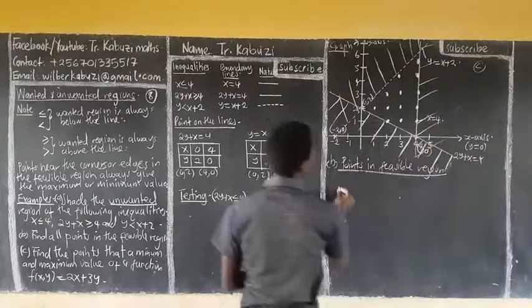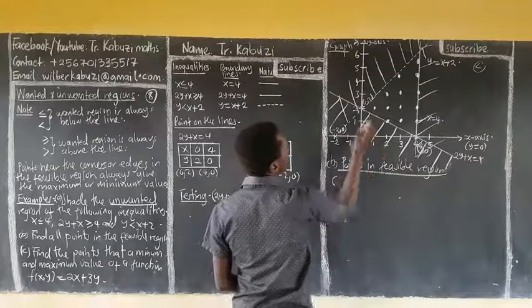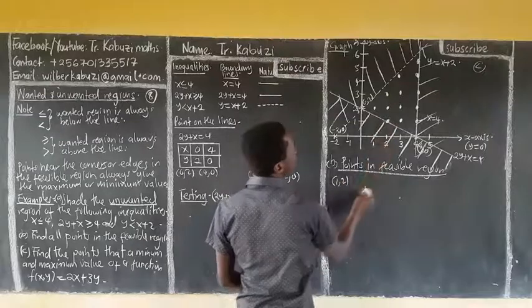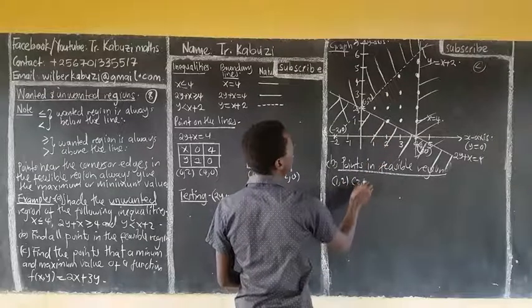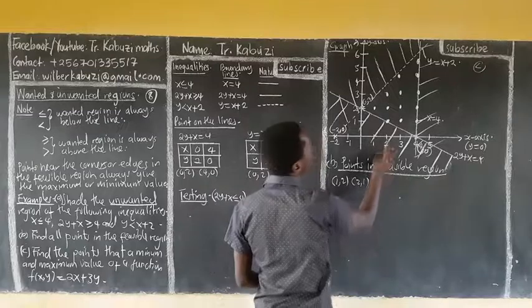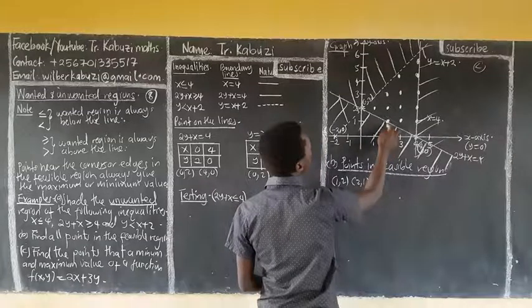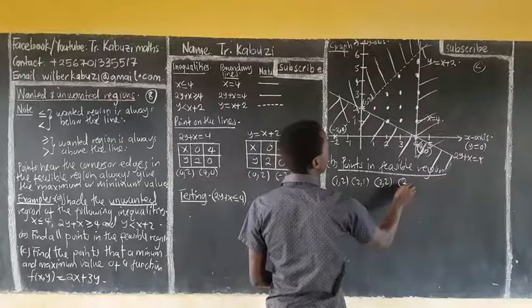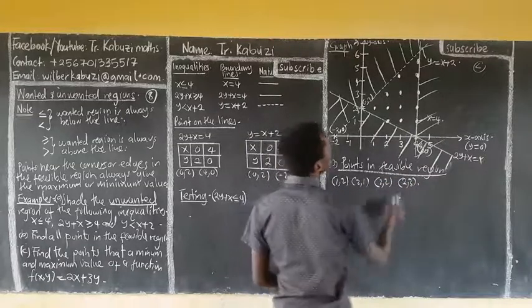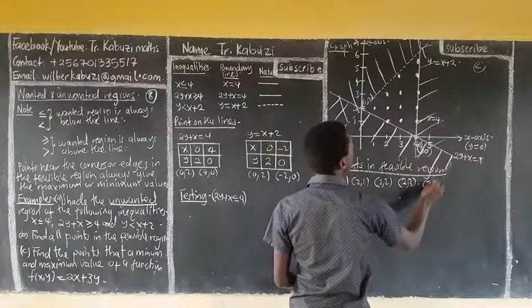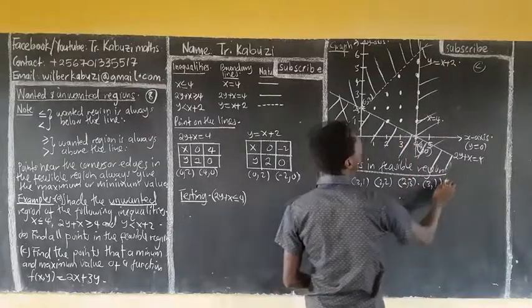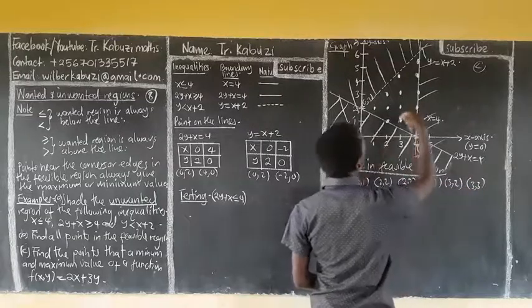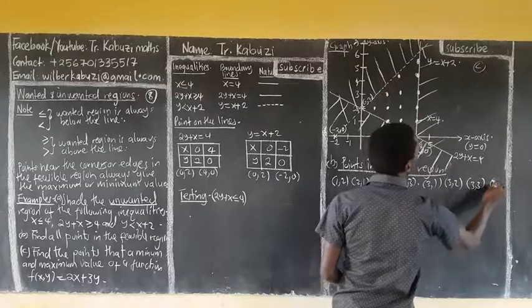Now the points are going to be: I start with 1, 2, then I have 2, 1, then 2, 2, then 2, 3, then I have 3, 1, 3, 2, 3, 3, then 3, 4.